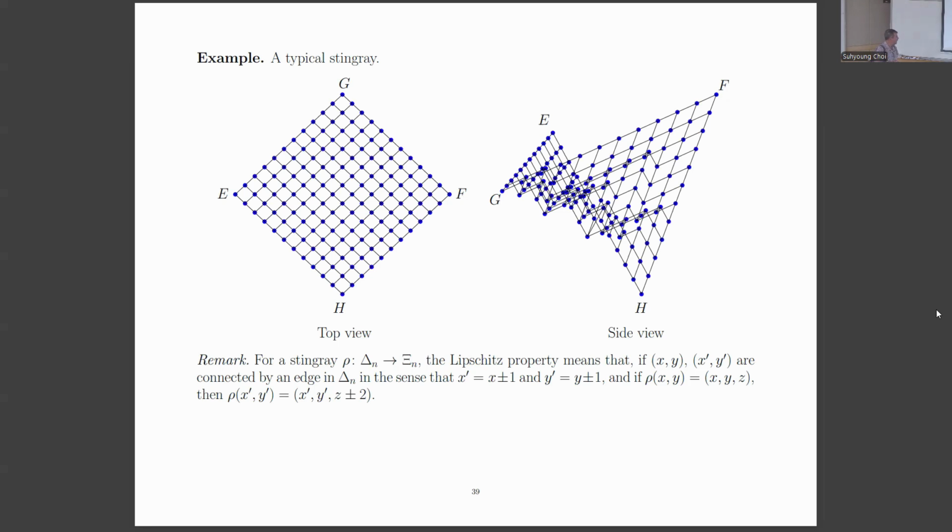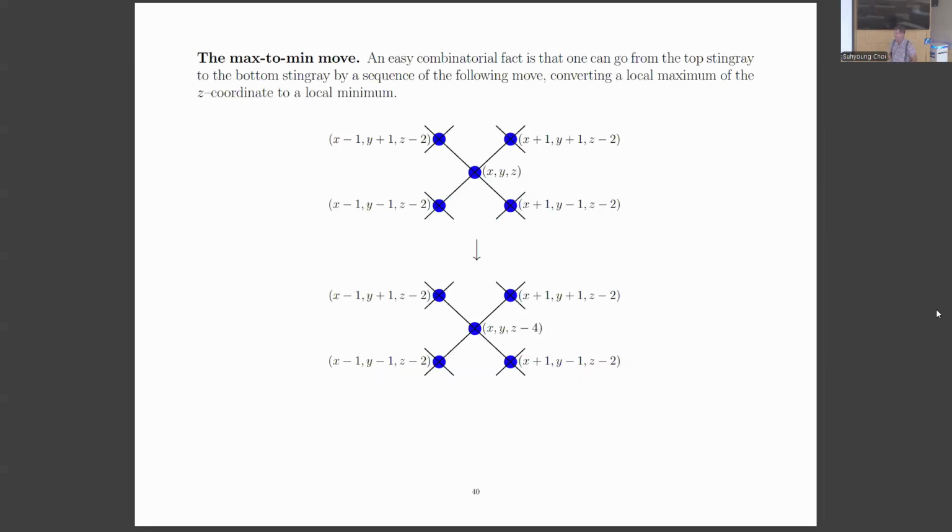And so there are moves, exactly like previously, there was the snake moves. So I'm going to have the equivalent of the diamond move, except it's going to be an octahedron move. And because the boundary is fixed, there is no boundary move. So there is only one move, which is the max to min move. Namely, we're going to change a local maximum for the z coordinate to a local minimum for that z coordinate.